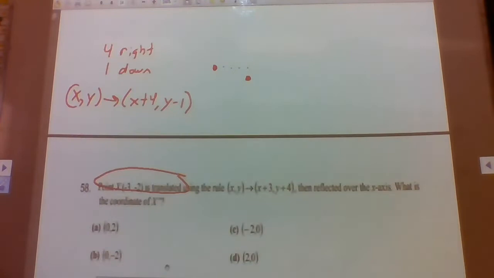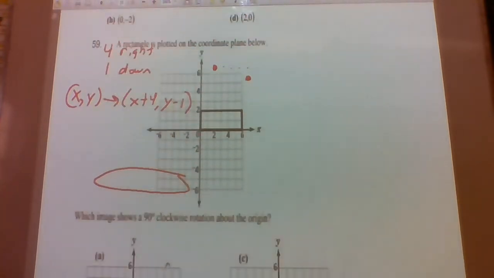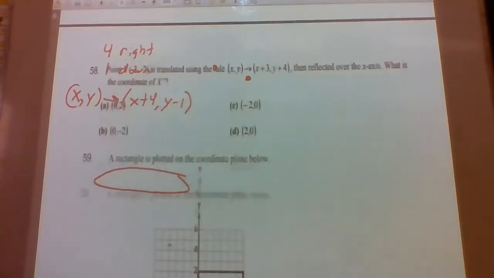57. Do we have a rotation? Yes, we do. Okay, good. We got a 90-degree rotation. That's good.